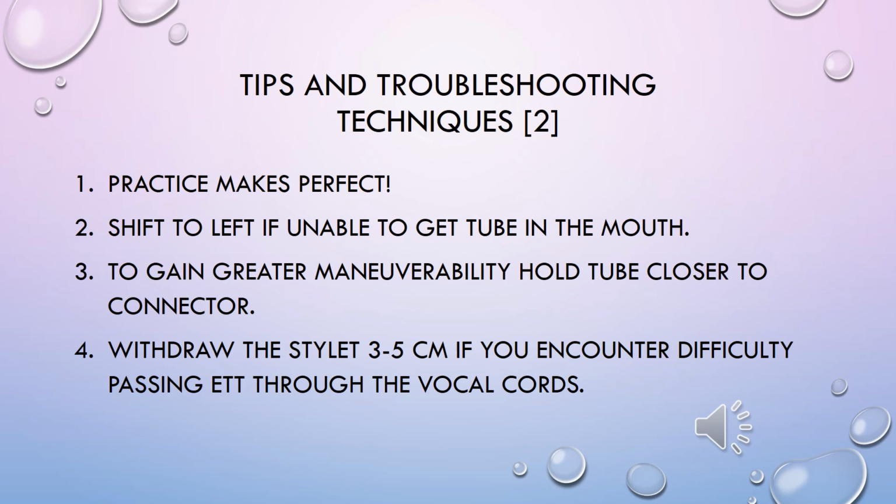Sometimes when you have the hyperangulation of the Glidescope blade and the stylet, it changes the shape of the ET tube distally, and it interferes with the passing of the endotracheal tube through the vocal cords.